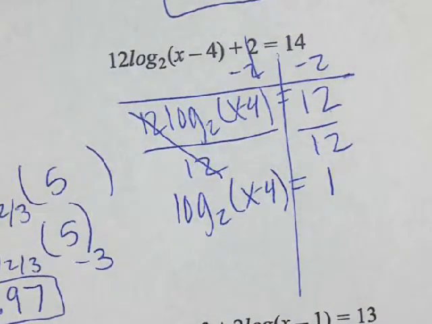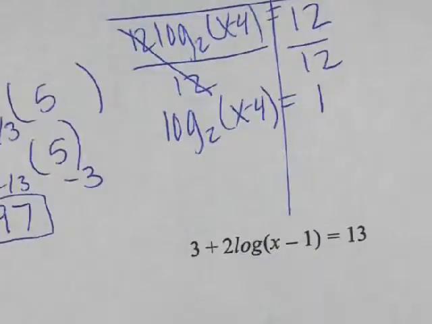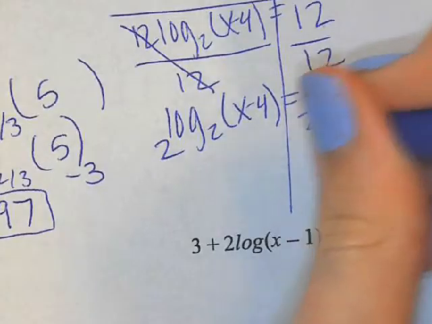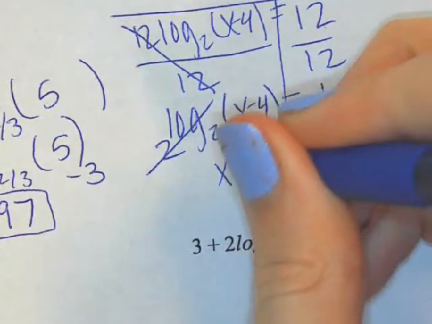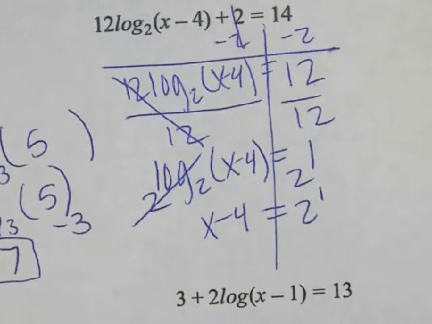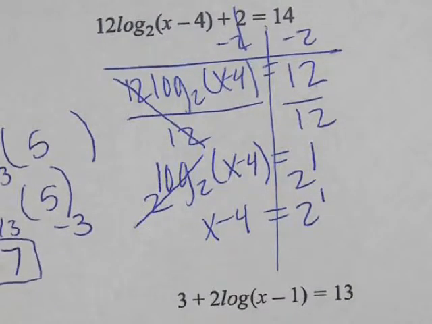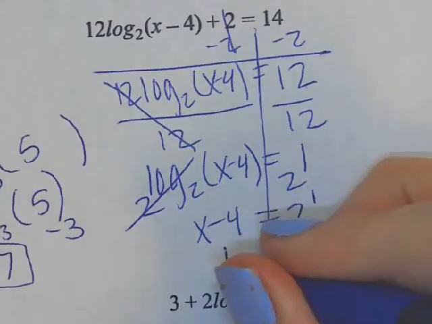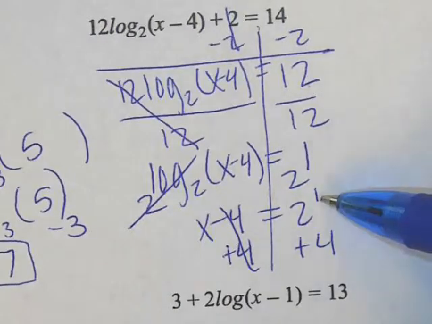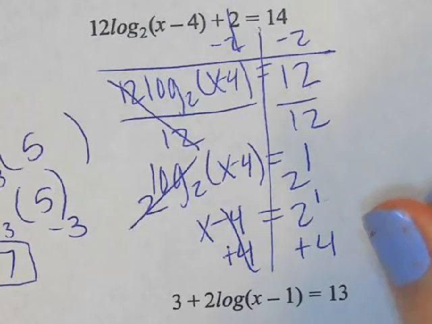Okay, so we got rid of those values that were on the outsides of your log. Now I have to get rid of the log. What's the inverse of log base 2? Exponent base of 2. So raise both sides as an exponent with the base of 2. We get x minus 4 equals 2 to the first power, so pretty much just 2. Then plus 4 on both sides. 2 to the first power is 2, and 2 plus 4 is 6.